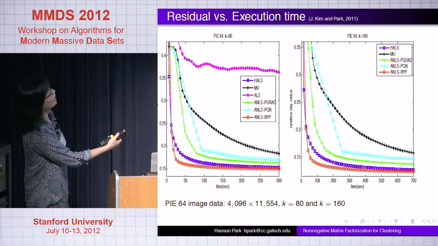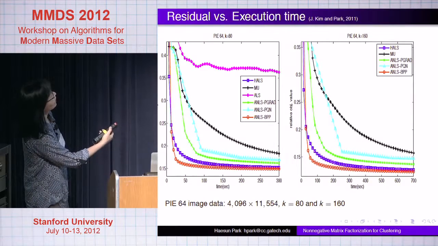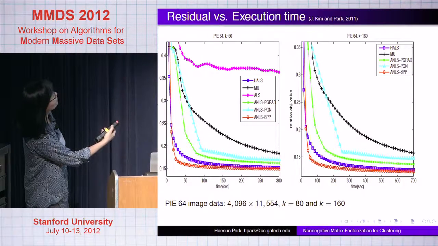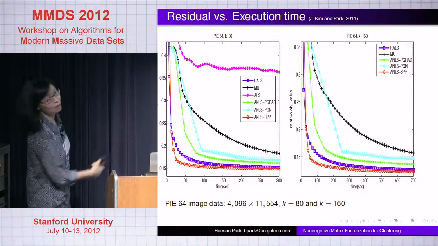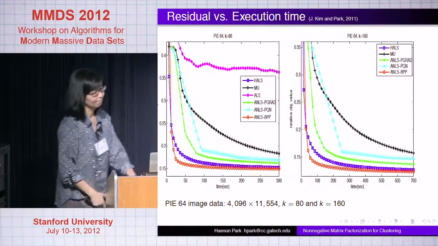So depending on how you view it, these algorithms perform dramatically differently. Suppose you want to finish your algorithm, any algorithm, when the relative residual is 0.2. Then BPP will finish after this, and Hals will finish here, but multiplicative updating will run for quite a while.